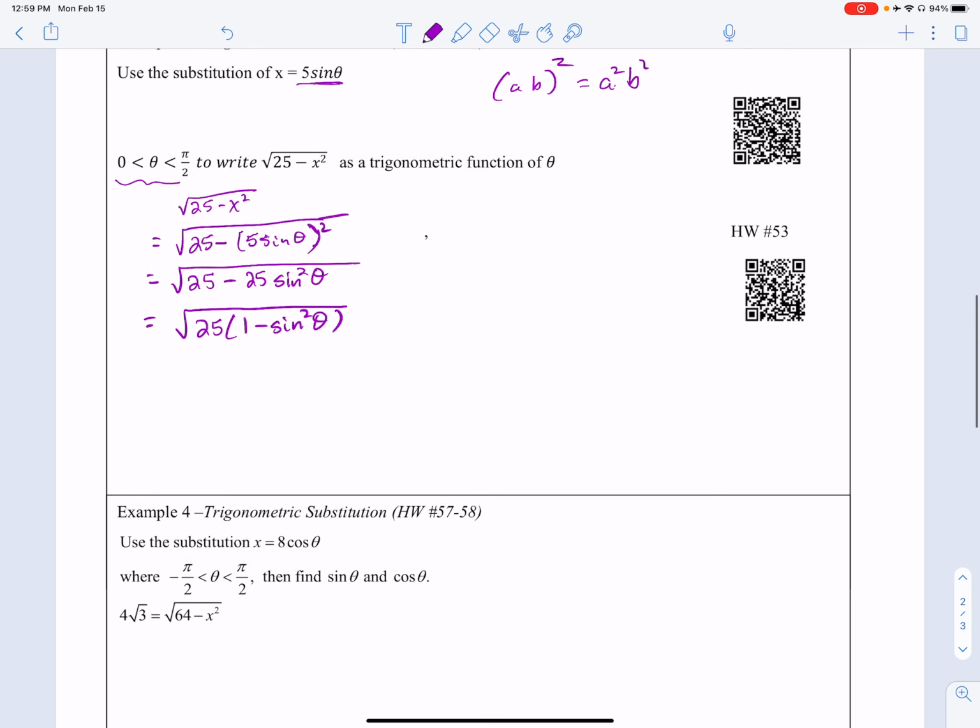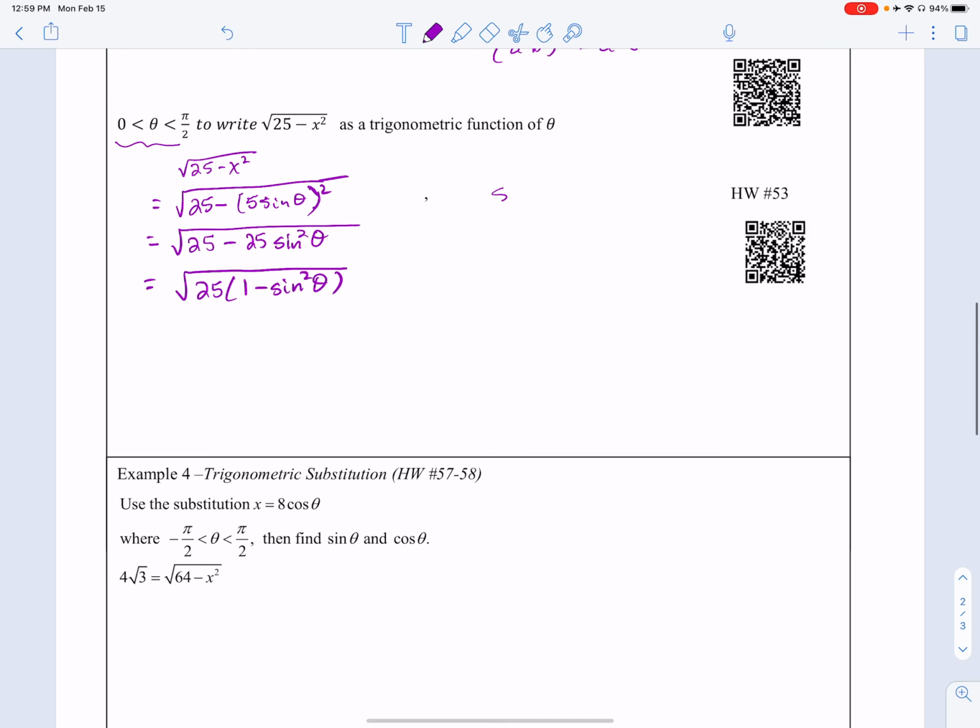And 1 minus sine squared theta is cosine squared theta. Remember, sine squared theta plus cosine squared theta is 1. And if I solve that for cosine squared theta, it is 1 minus sine squared theta. So I can replace 1 minus sine squared theta with cosine squared. So now I have 25 cosine squared theta.